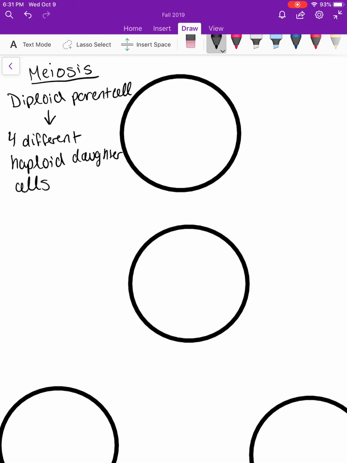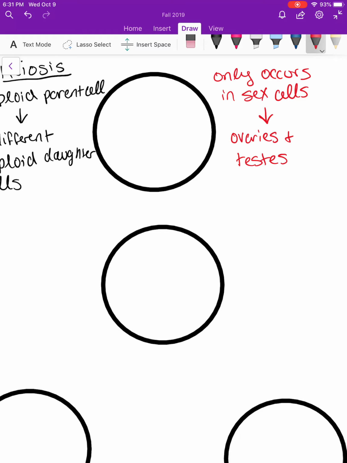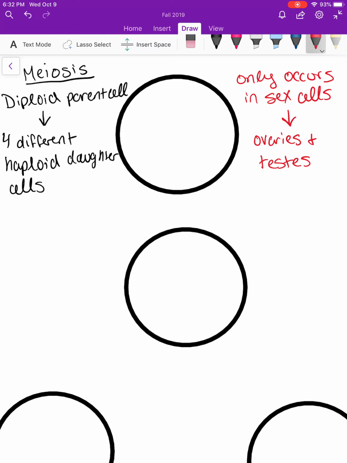So first of all, meiosis only occurs in sex cells. So what are sex cells? Sex cells are your ovaries and your testes, right? Things that are going to basically produce an offspring, okay? So meiosis is part of a process called gametogenesis. Okay, and we're going to go through that as well.